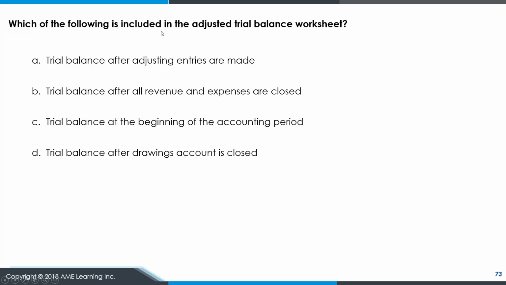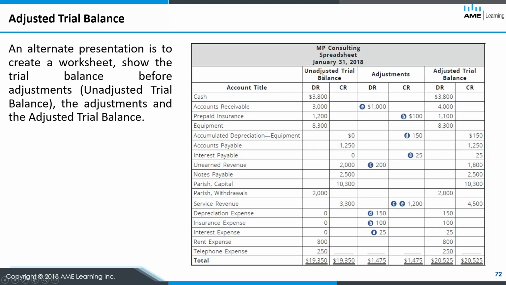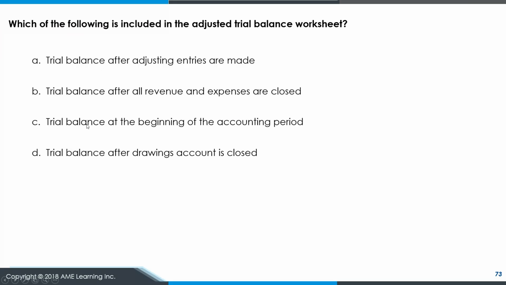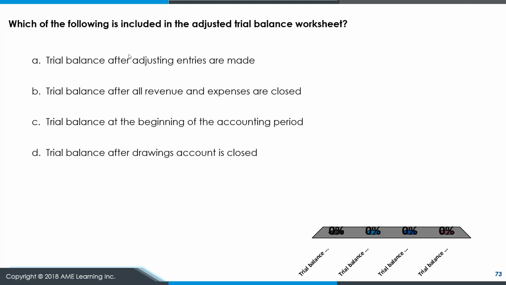So this question says, which of the following is included in the adjusted trial balance worksheet? So trial balance after adjusting entries are made. Yeah, that sounds good. Trial balance after all revenues and expenses are closed. This is something we'll look at in a future chapter. We'll do some closing entries, but that doesn't pertain here. Trial balance at the beginning of the accounting period. No, that's not right, because the trial balance that we're looking at here is the trial balance at the end of the period, but just without the adjustments being made yet. And again, the closing is not applicable, so it's going to be A.